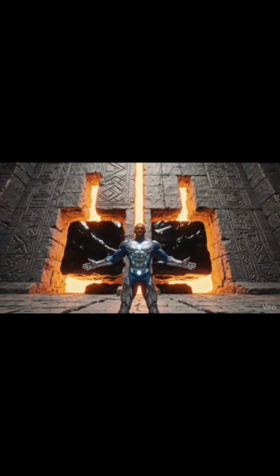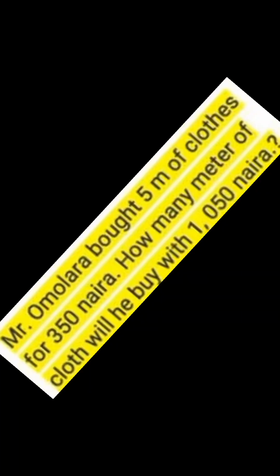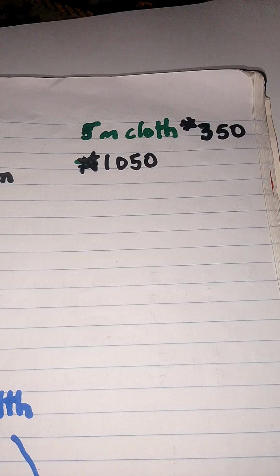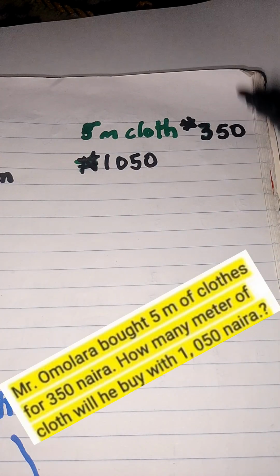Think in direct proportions. First ratio equals first value. Second ratio equals x. This question says, Mr. Omolara bought 5 meters of cloth for 350 naira. How many meters of cloth will he buy with 1,050 naira? The question says 5 meters of cloth for 350 naira. How many meters of cloth will we get for 1,050 naira?